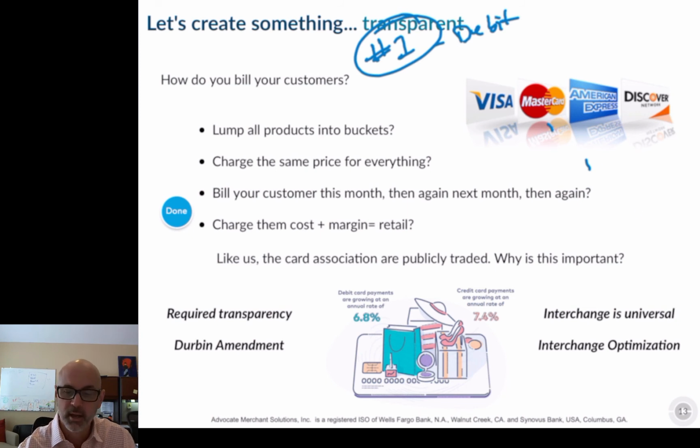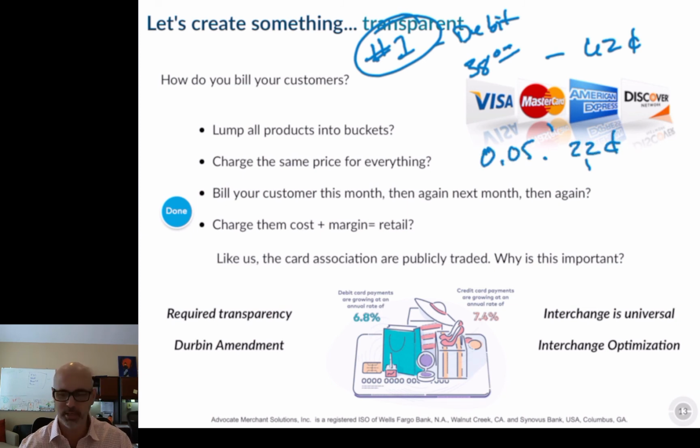So they did a study. They found the average debit card transaction in the U.S. is $38, and the cost was about 62 cents. Well, they wanted to find what was called reasonable and proportional to actual cost. So after many months of study, they figured out that reasonable and proportional to actual cost was about 5 basis points and 22 cents, as I just talked about a second ago.